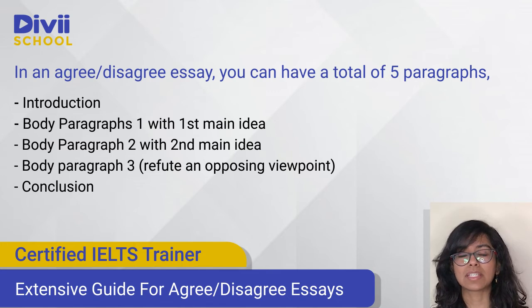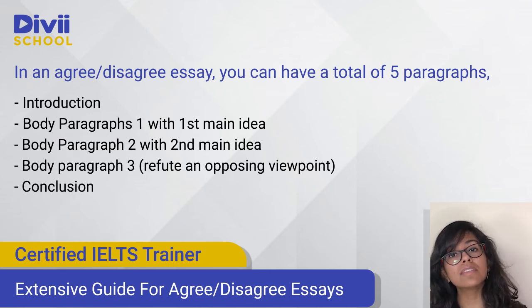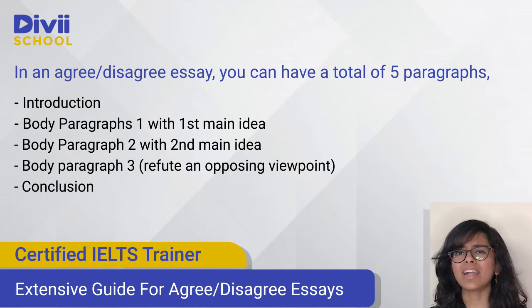There is one approach that you can take in an agree-disagree essay, and that is using 5 paragraphs. One for the introduction, the next paragraph as the first body paragraph where you present your first point along with relevant examples. The second body paragraph where you can present your second point with examples. Third body paragraph where you can refute the argument of the other side. That is, if you agree, you can present a point of disagreement and then talk about why it is not relevant. And finally, your conclusion with your opinion.